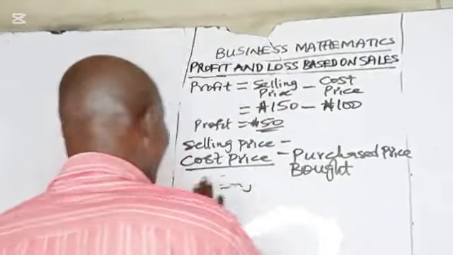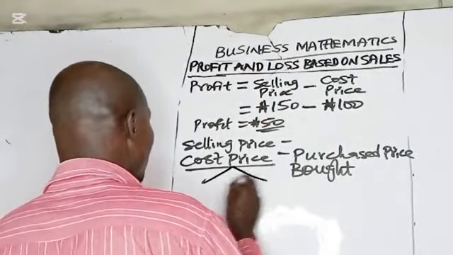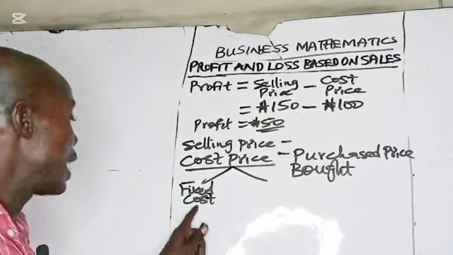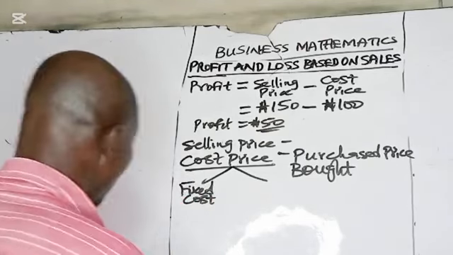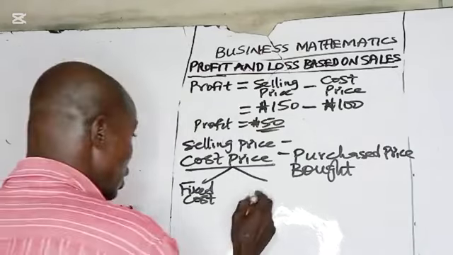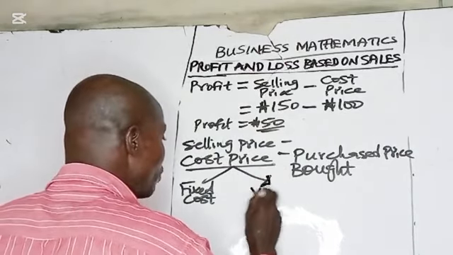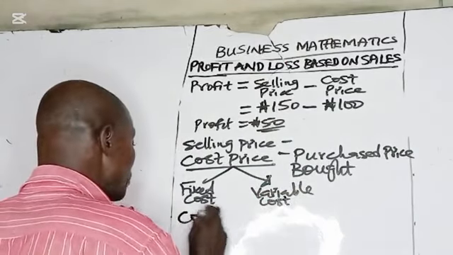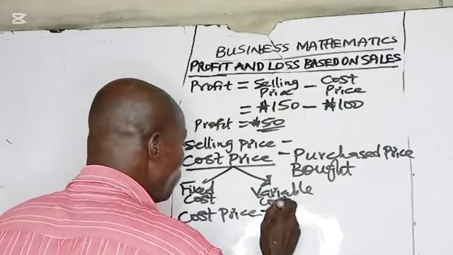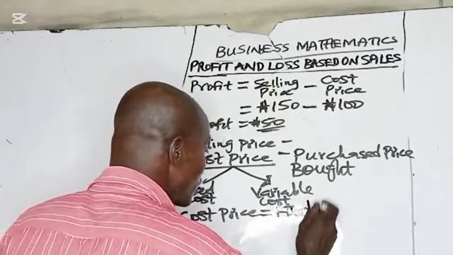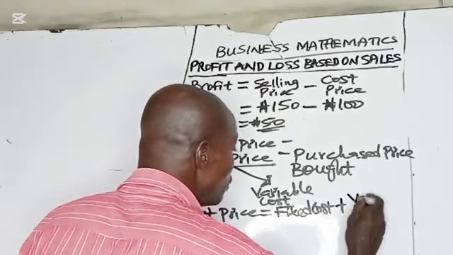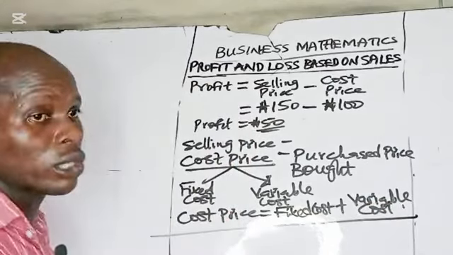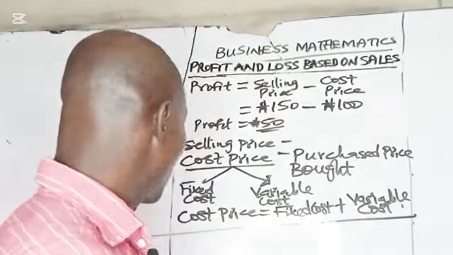This cost price will be divided into two. We have the fixed cost. Fixed costs are those costs that don't change as the activity changes. Irrespective of the level of activity, they remain constant. Then those that change with the activity, we call them variable cost. That means the cost price of an item will be equal to fixed cost plus variable cost.